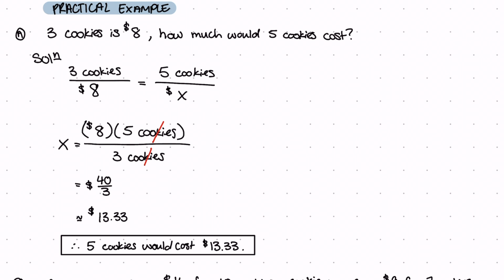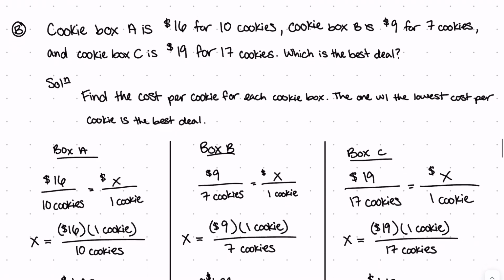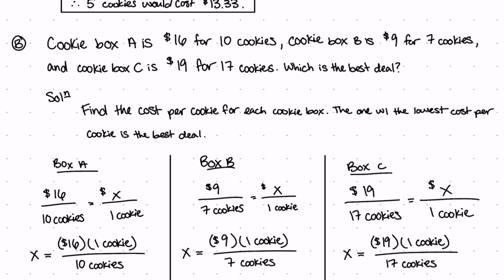And then I just put a therefore statement. So that's what those 3 dots in a triangular shape mean. So therefore, 5 cookies would cost $13.33. And now I'm just going to give one more example of how we would use cross multiplication to solve a real world problem.